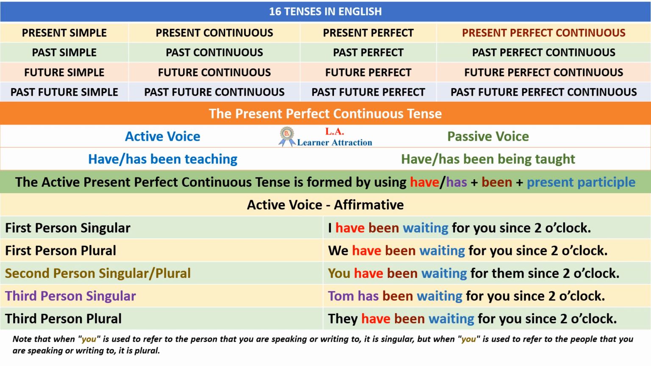Active voice, affirmative. First person singular: I have been waiting for you since 2 o'clock. First person plural: We have been waiting for you since 2 o'clock. Second person singular or plural: You have been waiting for them since 2 o'clock. Third person singular: Tom has been waiting for you since 2 o'clock. Third person plural: They have been waiting for you since 2 o'clock.